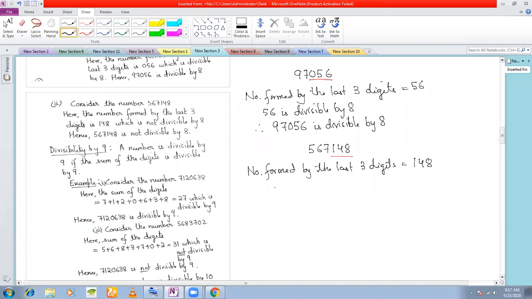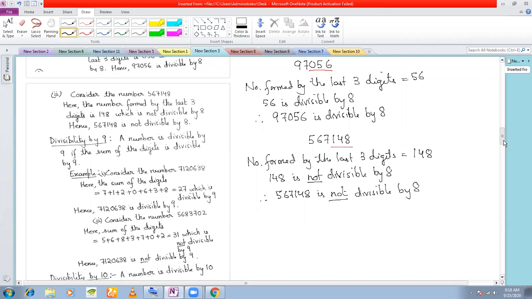Now is 148 divisible by 8? Is it divisible or not? 148 is not divisible by 8. So therefore we say that 567148 is not divisible by 8. Okay. So that is the rule. Just as in case of 4 we are doing, in case of 8 we take last 3 digits. Number formed by the last 3 digits.